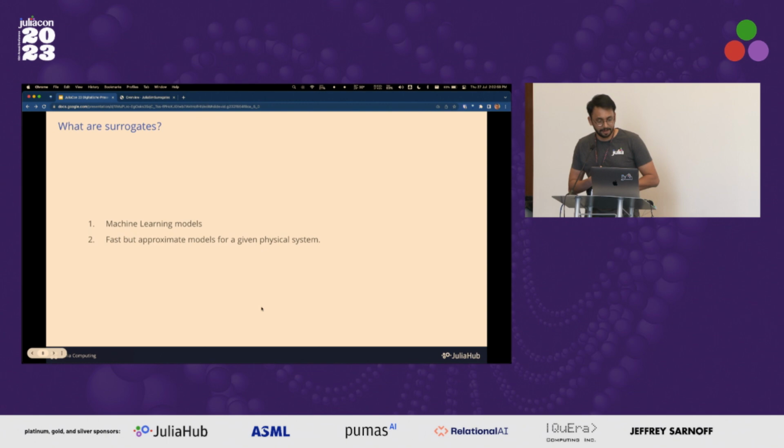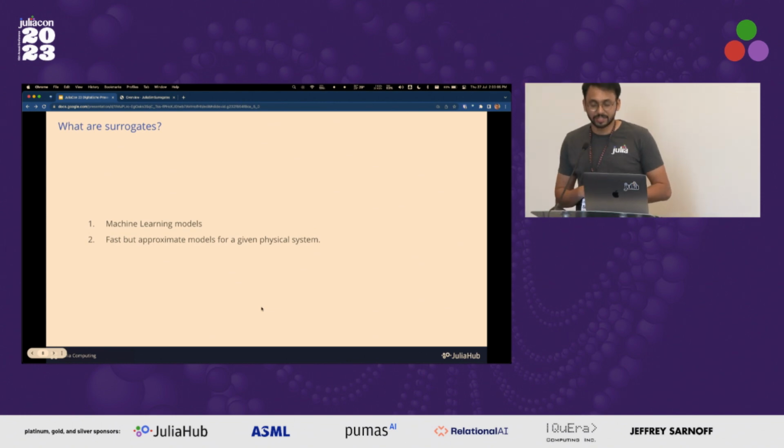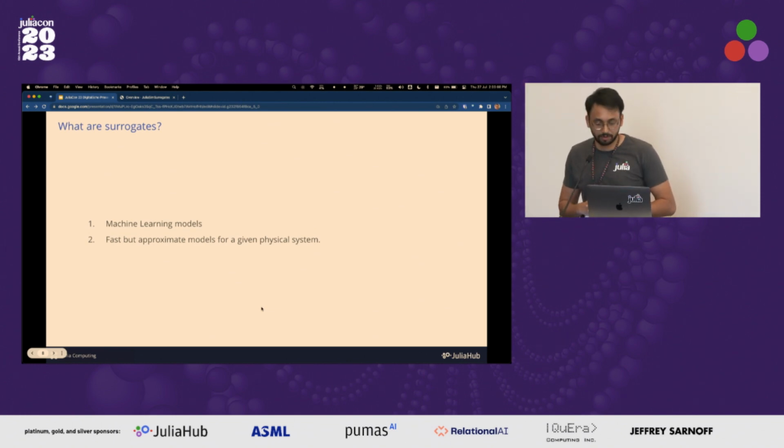So I keep talking about surrogates. If someone isn't aware of what surrogates are, they're essentially machine learning models of physical systems. They are fast but approximate models for a given physical system. When I say approximate, they approximate pretty well, and they're very, very fast, right? And I'll demonstrate some examples soon.